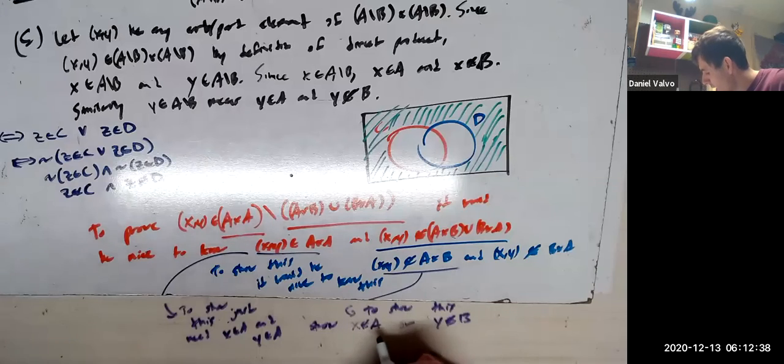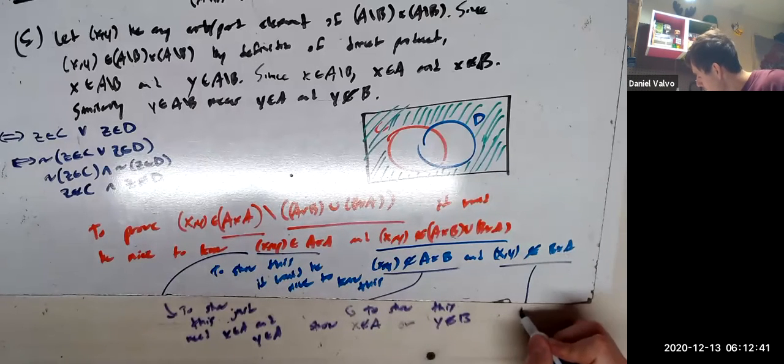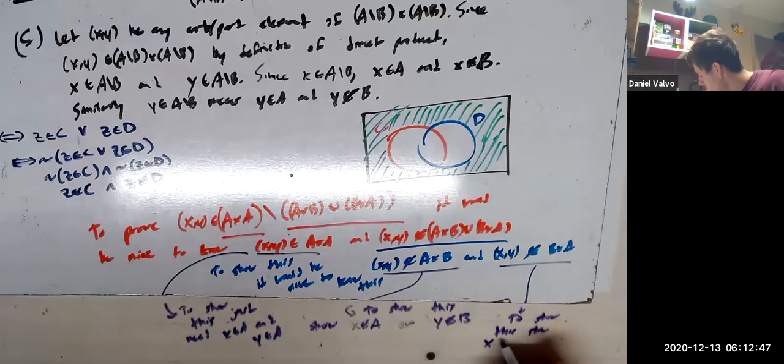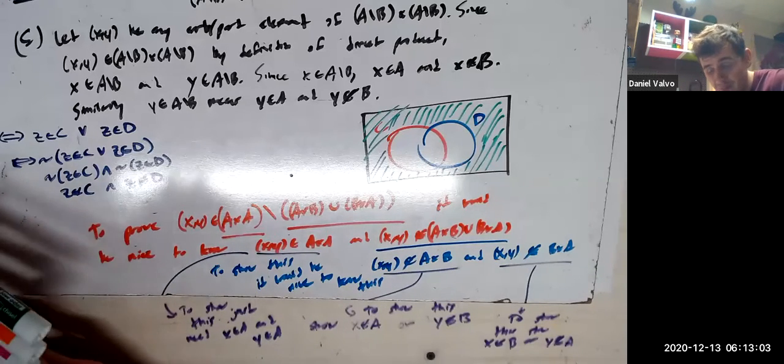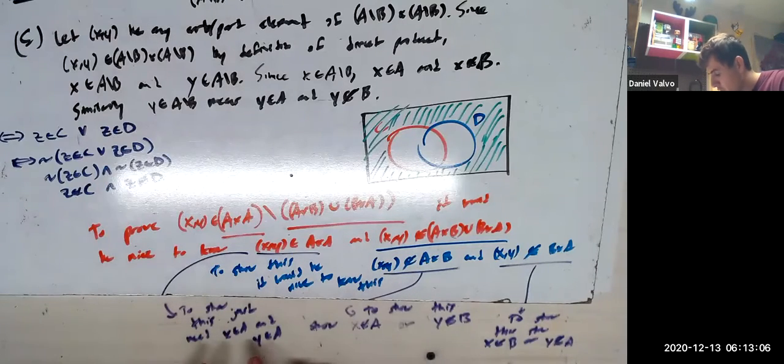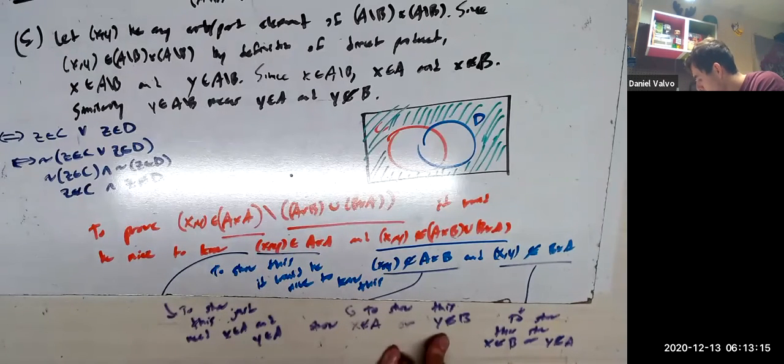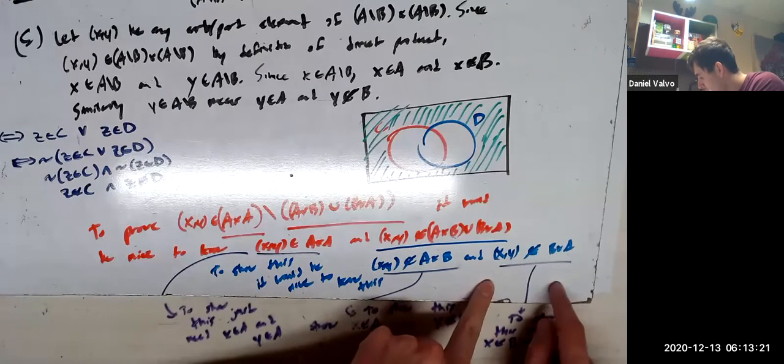So to show this happens, we just need to show x not in A or y not in B. And same thing here. To show this, show x is not in B, or y is not in A. All right. So what we've done is if we can show x is in A and y is in A, then we know x, y is in A cross A. If we can show x is not in A or y is not in B, we can show x, y is not in A cross B. If we can show x not in B or y is not in A, we can show x, y is not in B cross A.